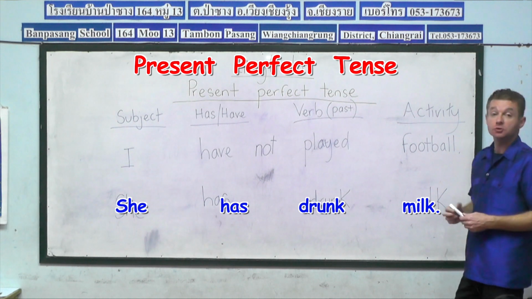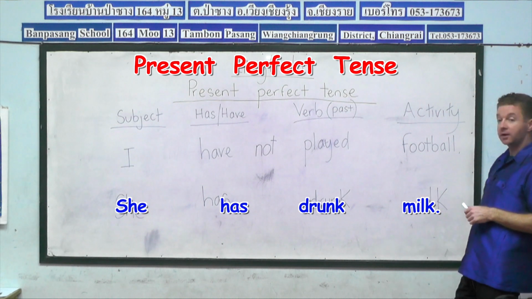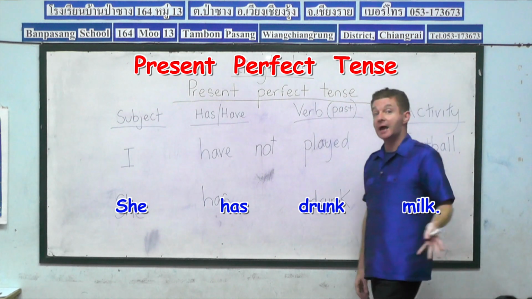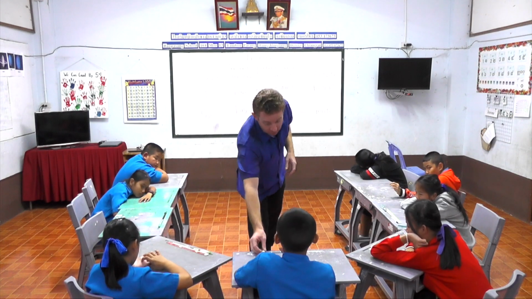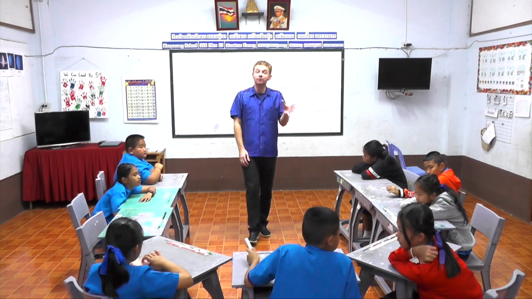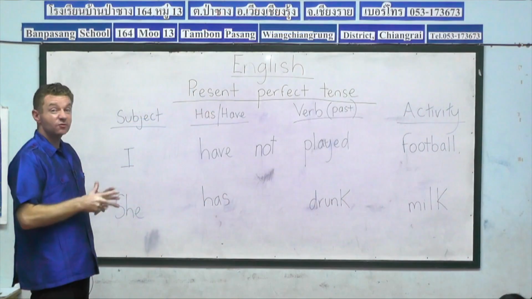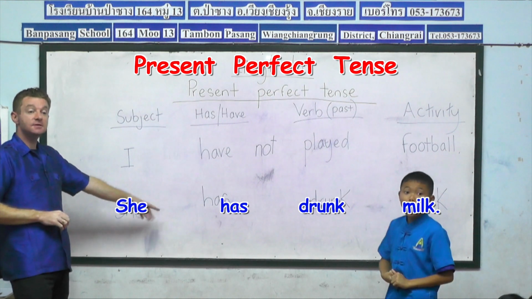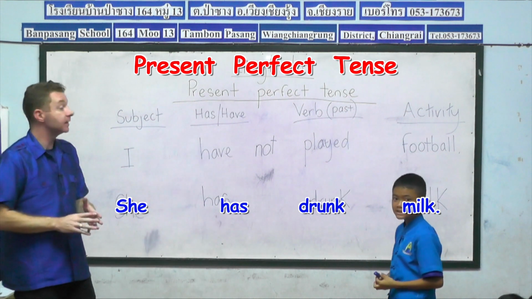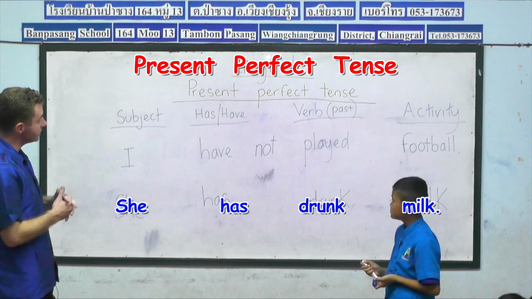M-I-L-K. Okay, so the positive sentence we have, guys, is: she has drunk milk. What we'll do now is have another student come forward and demonstrate how to turn this sentence into a negative. We will have Chu come forward and demonstrate how to turn the positive into the negative by adding one word. So first of all, let's say the positive sentence again. She has drunk milk. Now, Chu, can you turn this positive sentence into a negative by adding the words we used earlier?